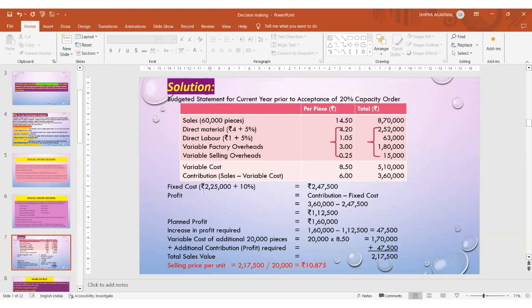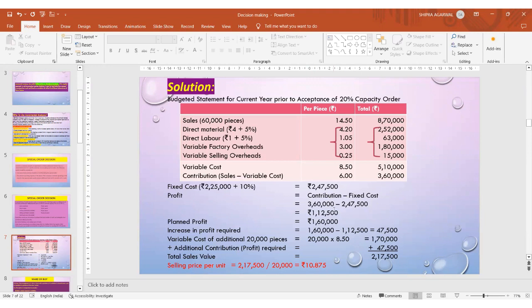Now, fixed cost is given to you as 2,25,000. And apart from that, they are saying there will be an increment of 10%. So that makes it 2,47,500, because it is 2,25,000 plus 10%, that will be 22,500. That makes a total of 2,47,500. So when we have to calculate the profit, profit is contribution minus your fixed cost. In the present scenario, my total contribution is 3,60,000 and my fixed cost will be 2,47,500. So even without accepting the new order, my present profit is 1,12,500.